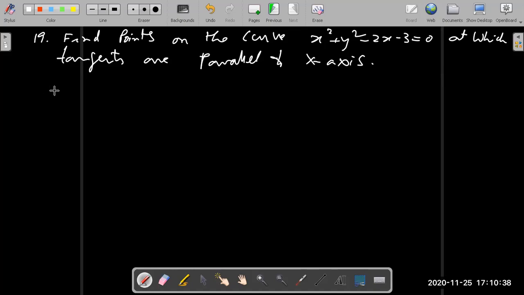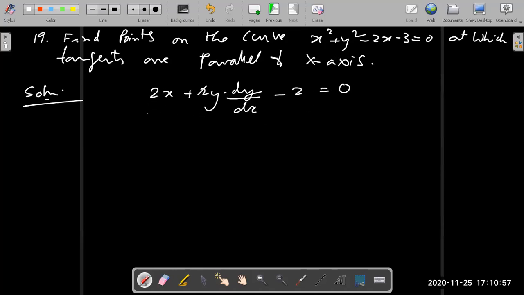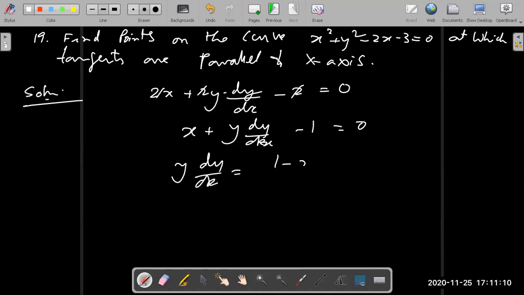So if it's parallel to x-axis, that means the slope is 0. So we do the implicit differentiation. That means 2x plus 2y into dy by dx, then minus 2 equal to 0. So 2 gets cancelled all along. Then we'll have x plus y into dy by dx minus 1 equal to 0. So then y into dy by dx equal to 1 minus x. Dy by dx equal to (1 minus x) divided by y.